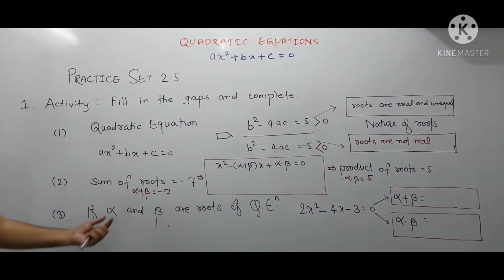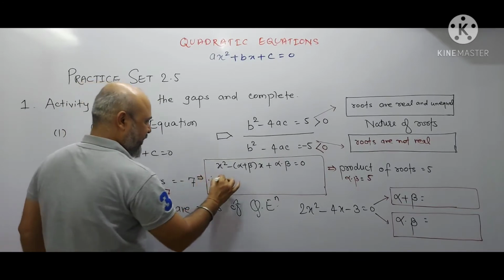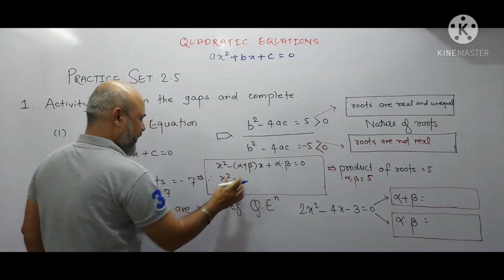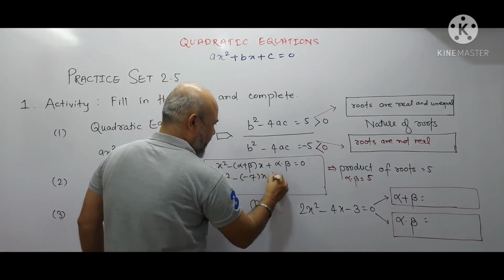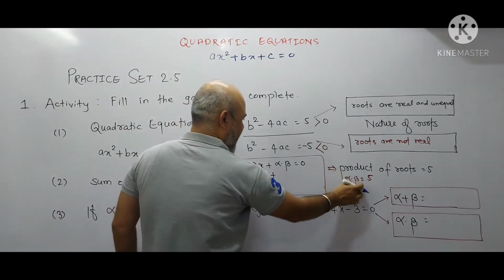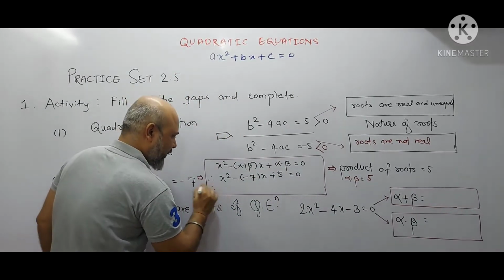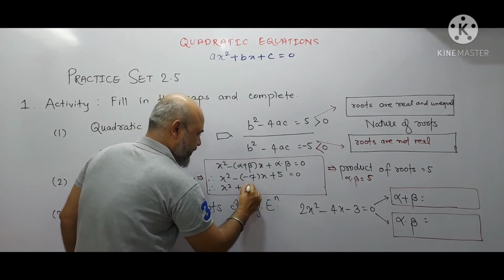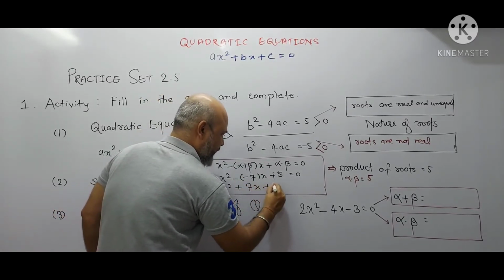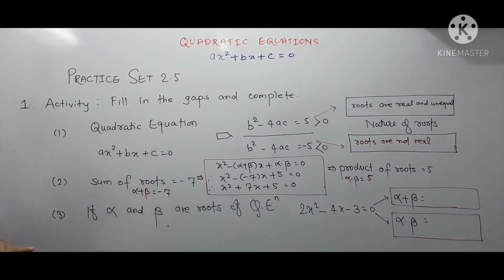Now we'll put the value of alpha plus beta. So we'll get, therefore required quadratic equation is x square minus alpha plus beta is minus 7, x plus alpha into beta is 5 and this is equal to 0. So what will be the required quadratic equation? x square, this is minus, so this minus becomes plus 7x plus 5, this is equal to 0. Okay, so ऐसे करना था second question. Now we will see the third one.